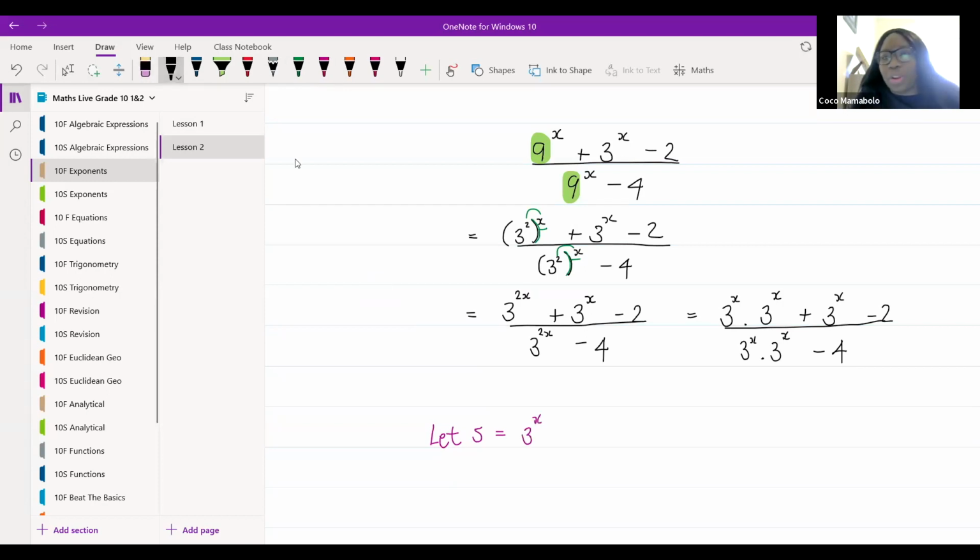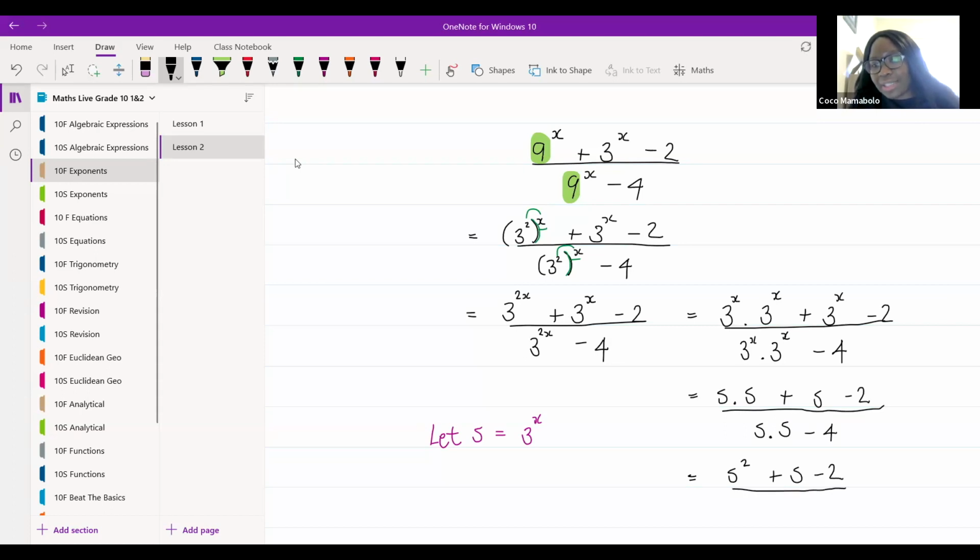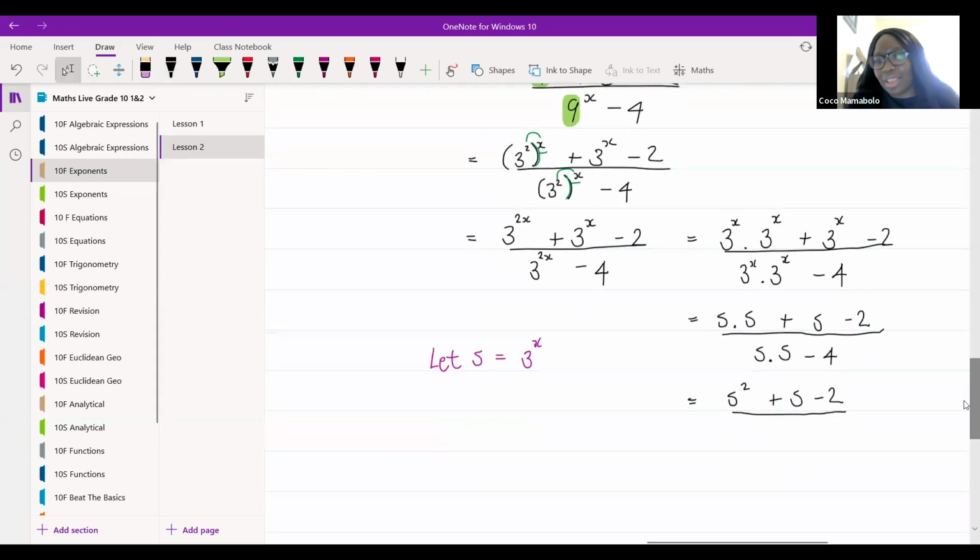Good. So now we're going to get S times S plus another 3 to the power of x, that's S, minus 2, over, what are we getting at the bottom? S times S is S squared, minus 4. Let's clean it up, guys. S times S is S squared. So the top is S squared plus S minus 2, and the bottom is S squared minus 4.